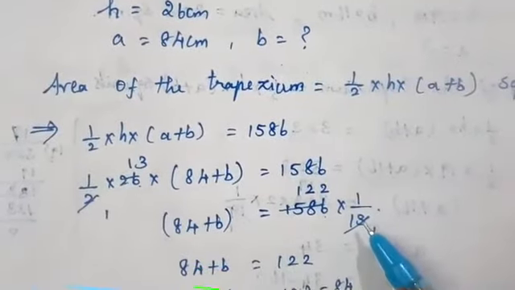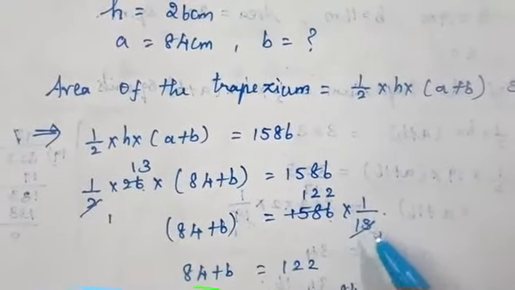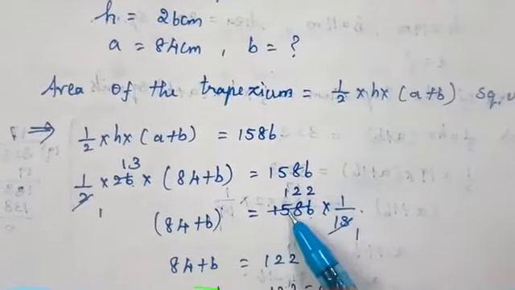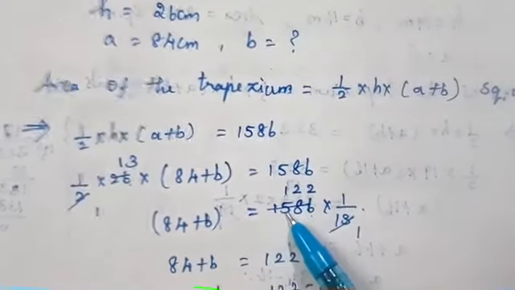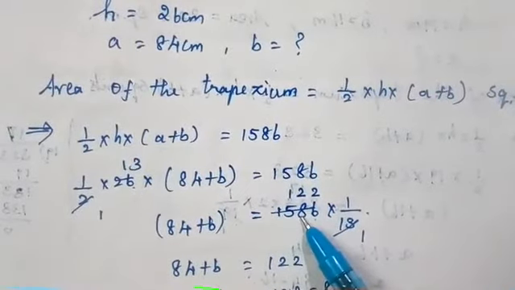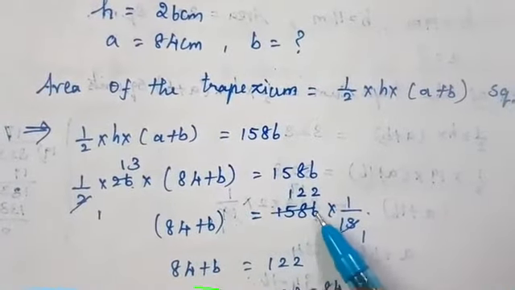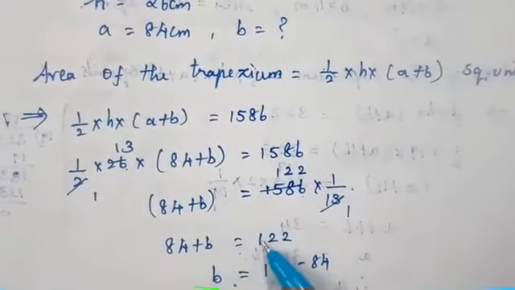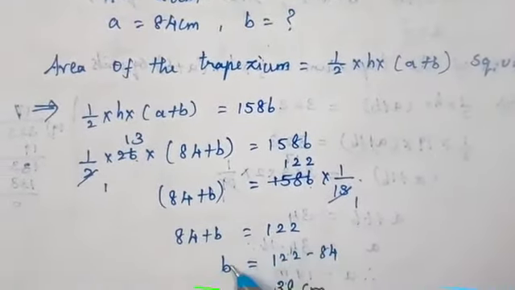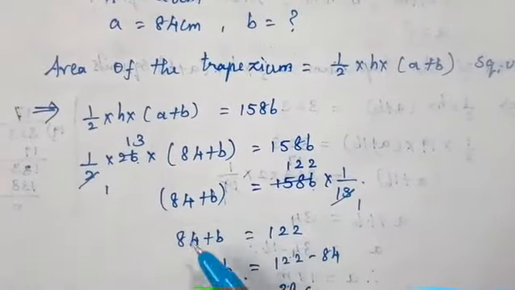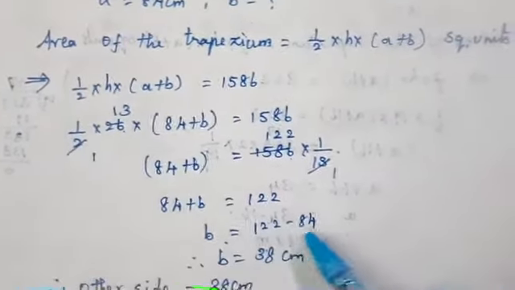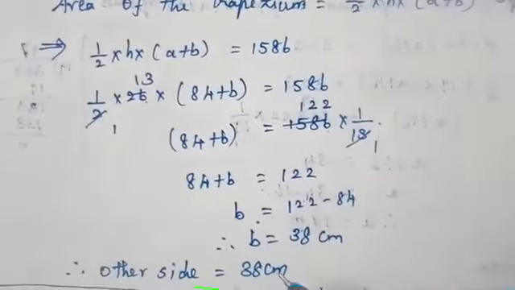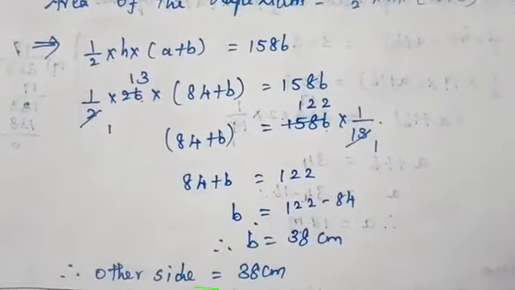For the 13th table we have to check, because it is a prime number. For the 13th table, 1 time. Now you have to check: 1 13 is 13, balance 2, that is 28, 2 times 26, again balance 2, that is 26, 2 times 26. So now 84 plus B equal to 122. We want to find the B value, so 84 transpose to this side. You subtract these two, you get 38 centimeter. Therefore the other side equal to 38 centimeter.